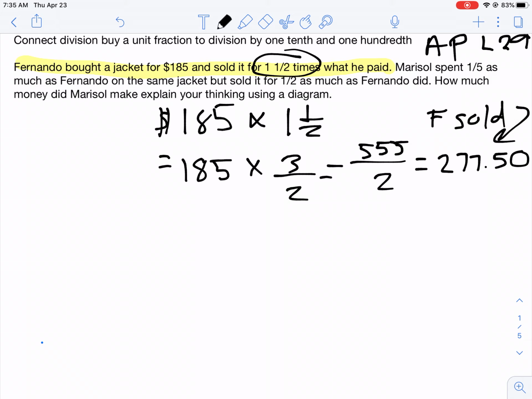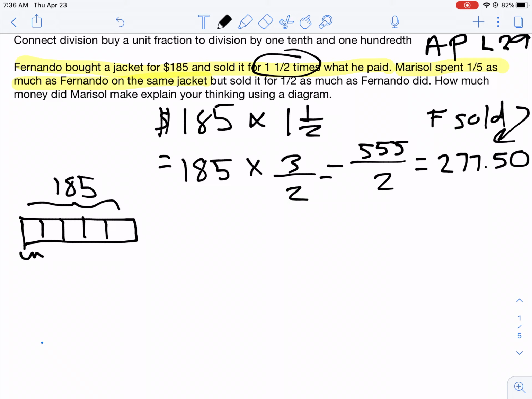Okay? Okay, so let's now move on to the next sentence. The next sentence, we're chunking it again, remember, says Marisol spent 1/5 as much as Fernando on the same jacket. We're going to stop there. Okay, so we need to find out how much Marisol spent on that same jacket. You could do that by a tape diagram. So we know that Marisol spent 1/5 of 185. So this is how much Marisol spent.